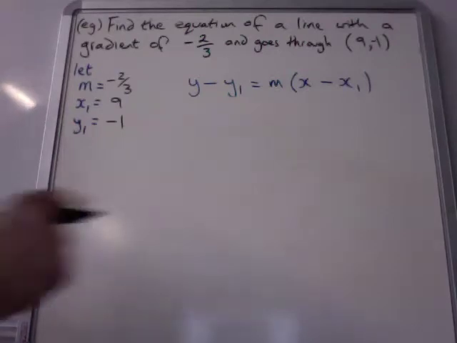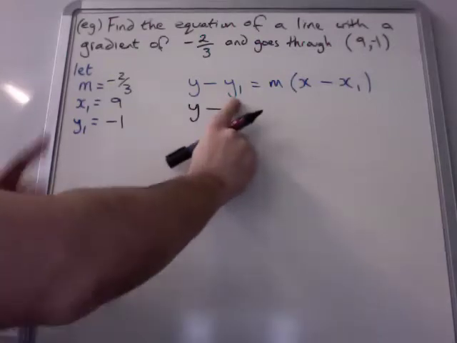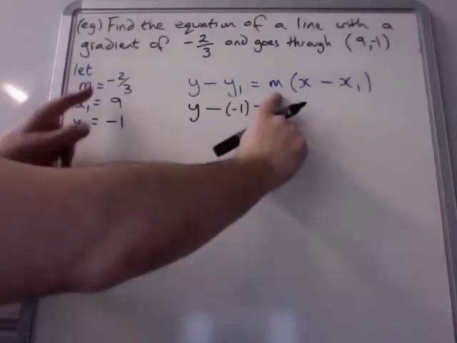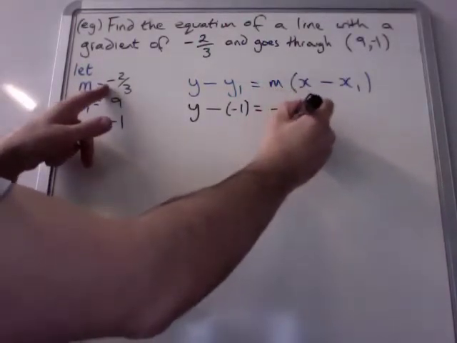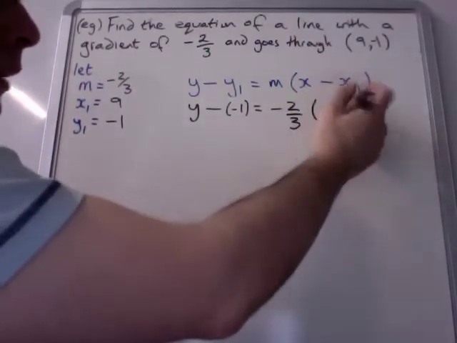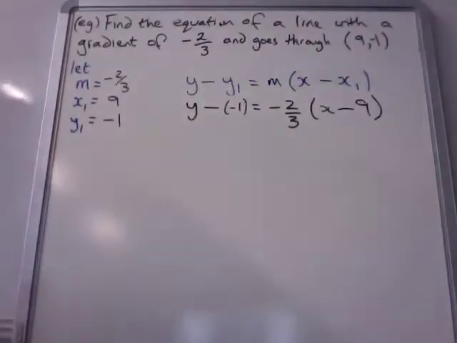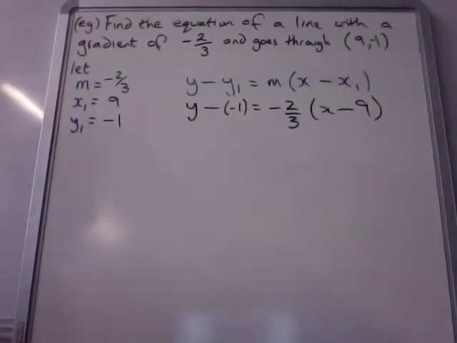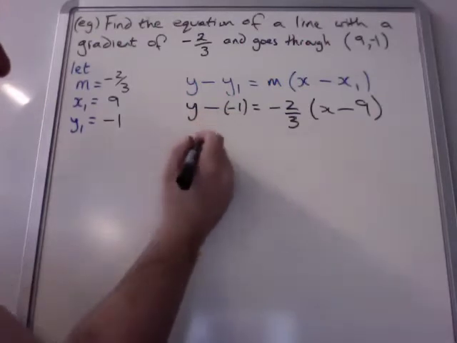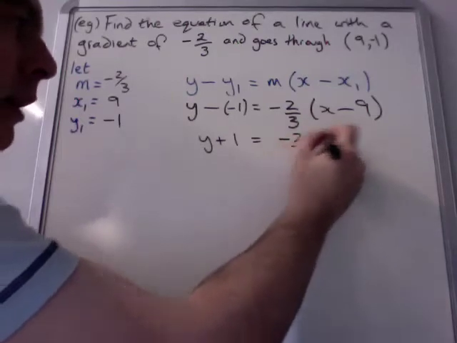So here we go. Y is just y. A minus sign is just a minus sign. y1 is going to be minus 1. Equal sign is an equal sign. M here is minus 2/3. Open the parentheses or the brackets. X is x. Minus is minus. And x1 is over here, 9. And then we close it. Now you should be screaming at the screen saying we need to do something straight away. You want to change these two negatives into a positive. So let's do that straight away so you can stop screaming out at the TV.